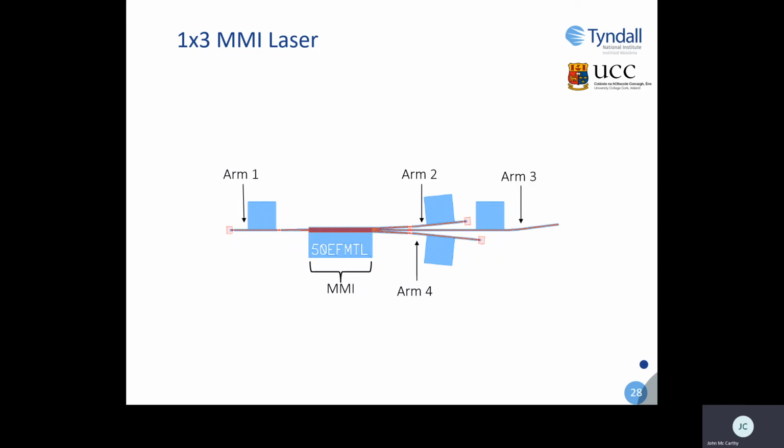So as light is generated from arm 1, it passes into the MMI. It's split equally between arm 2, arm 3, and arm 4. Arm 2 and arm 4 reflect light back into the MMI, and so on. And the output is measured through arm 3. So the idea here is to have a constant current passing through arm 1 to generate the light, and then we can vary the reflectance by changing the current through arm 2 and arm 4.